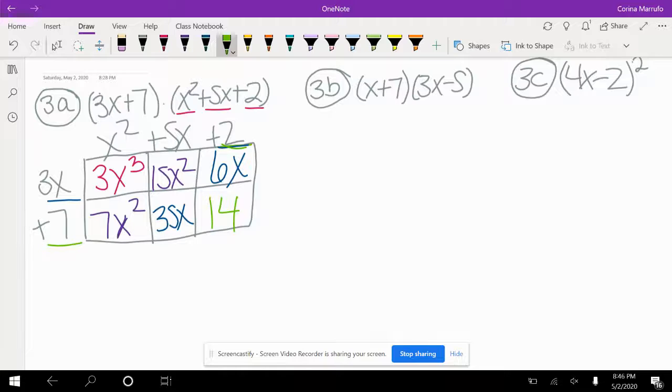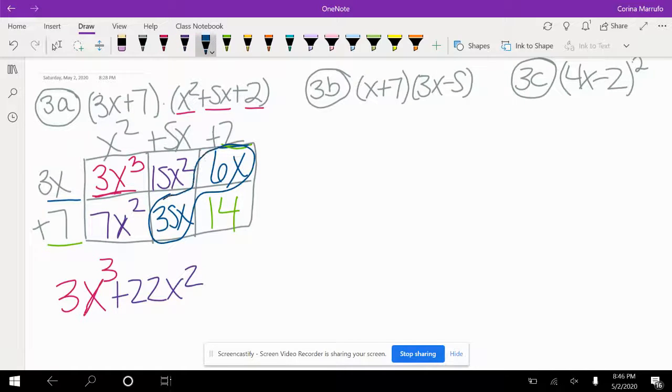Okay. So now that we multiplied everything, we just write it out. Here we have the 3x to the third power. So I write 3x cubed. And then we have the 7 plus the 15. That's going to give us 22x squared.